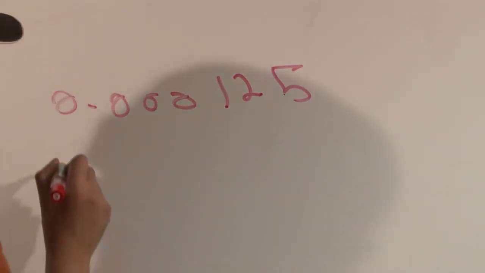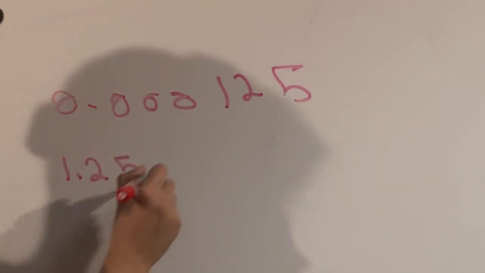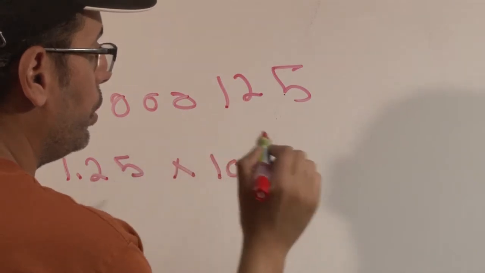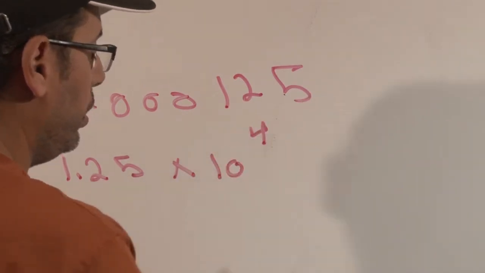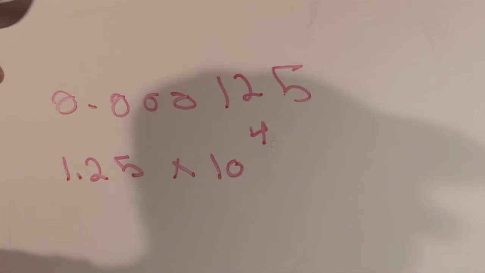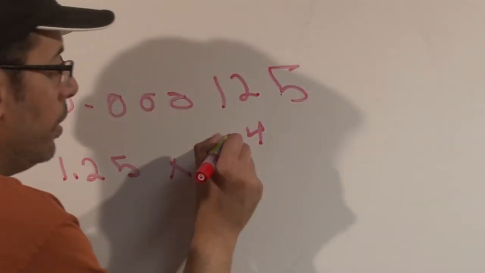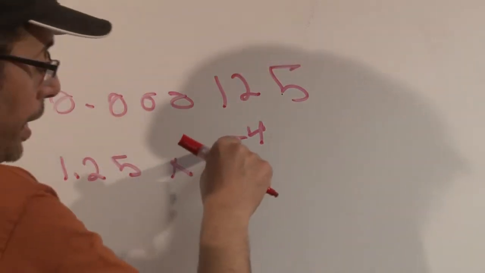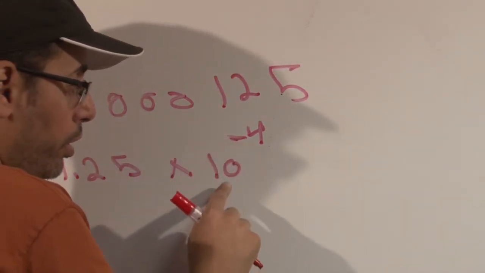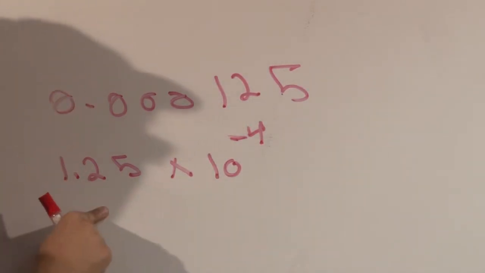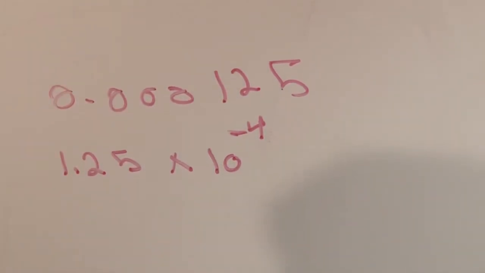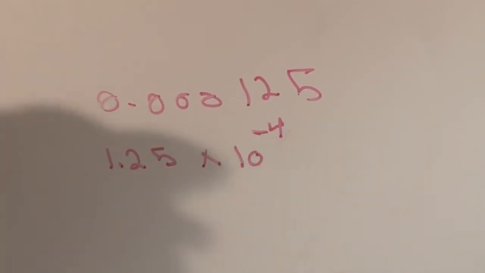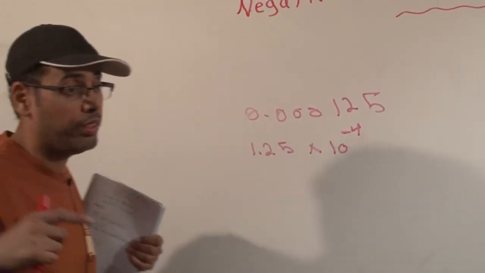So what would I get here? Oh, 125 times 10, 1, 2, 3, 4. 4. Is that correct? No. This is a negative this time. Put here the negative. This is the difference. If I see the negative as a power of 10, it means that this number is a decimal or a fraction. If I see this number as positive, it means that this is a big number and it's over 1.